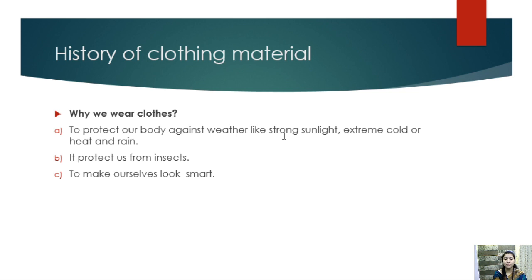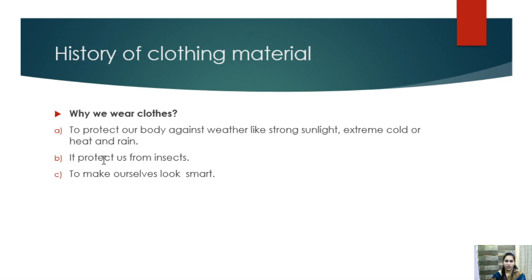To protect our body from whom? To protect our body from weather like strong sunlight, extreme cold, heat and rain. So to protect our body from sunlight, cold, heat, rain, we wear clothes. Okay, and also to protect our body from insects, we wear clothes. And the last thing, to look smart and to cover our body, we wear clothes.